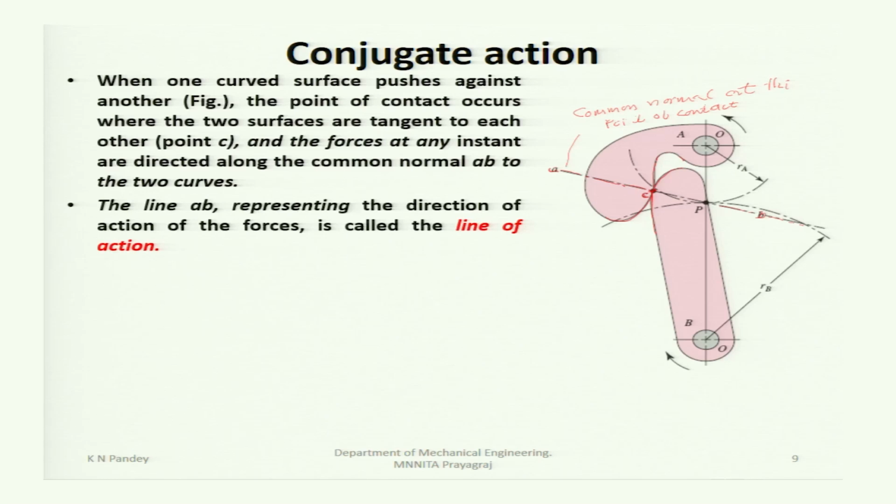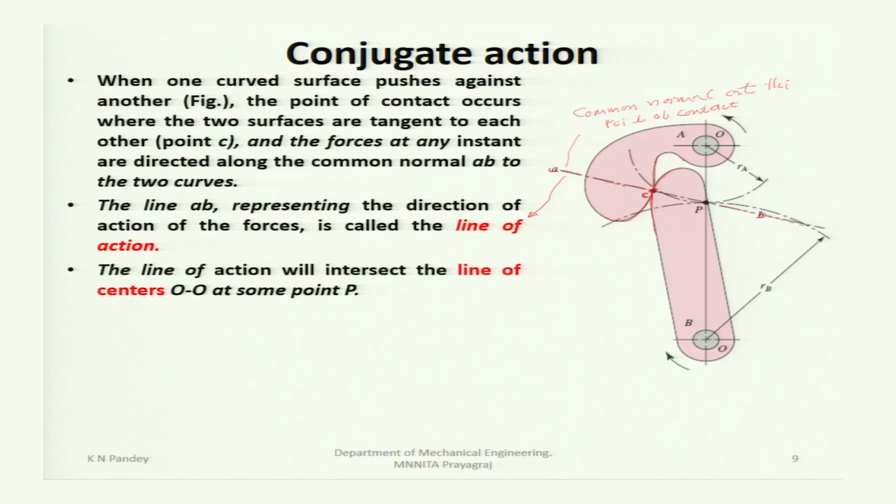The line AB represents the direction of action of forces applied by body A, the curved surface A, on the curved surface B, and this is called the line of action. This common normal at the point of contact is also called the line of action.